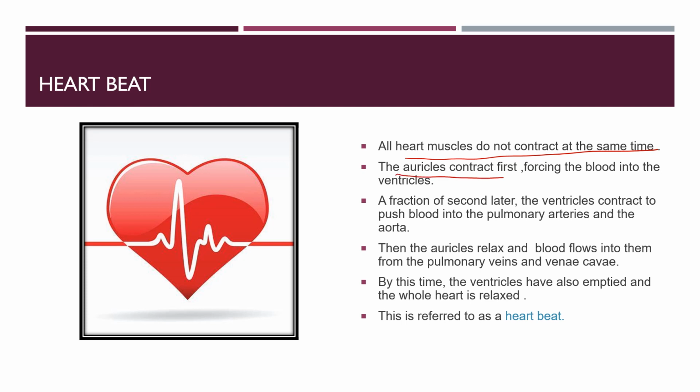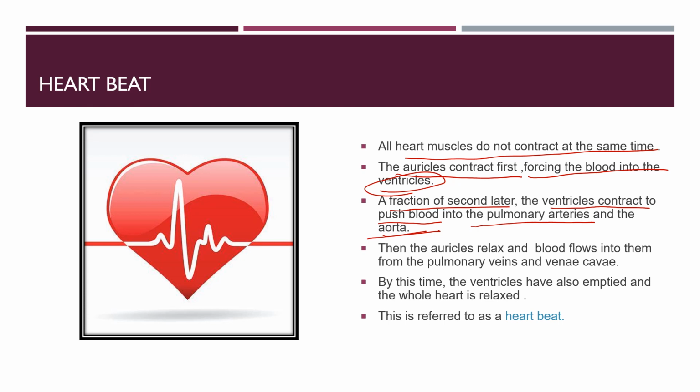The auricles are contracting first, and they are forcing the blood to flow into the ventricles. A fraction of a second later only, the ventricles start contracting to push the blood through the pulmonary arteries and the aorta. So first the auricles contract, and then after a fraction of a second the ventricles contract and push the blood into the pulmonary arteries and the aorta.